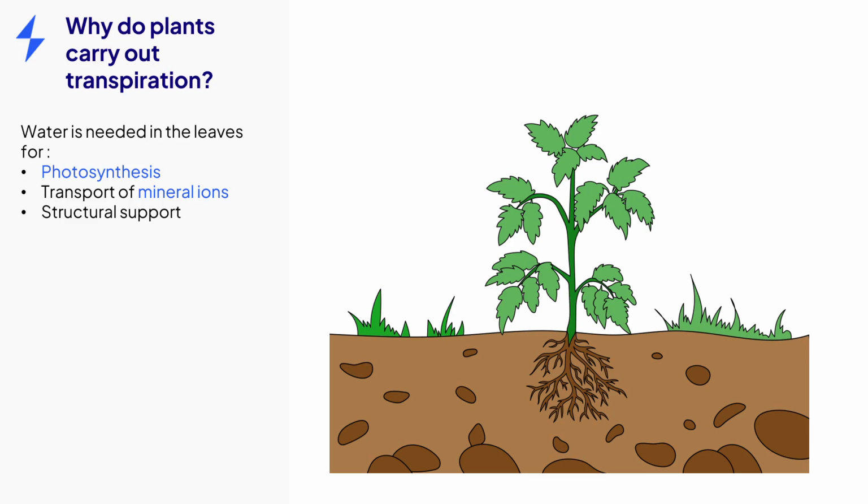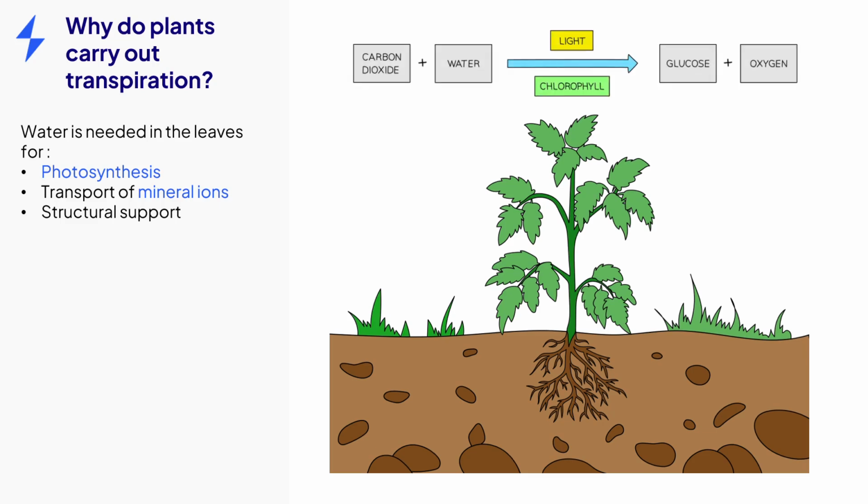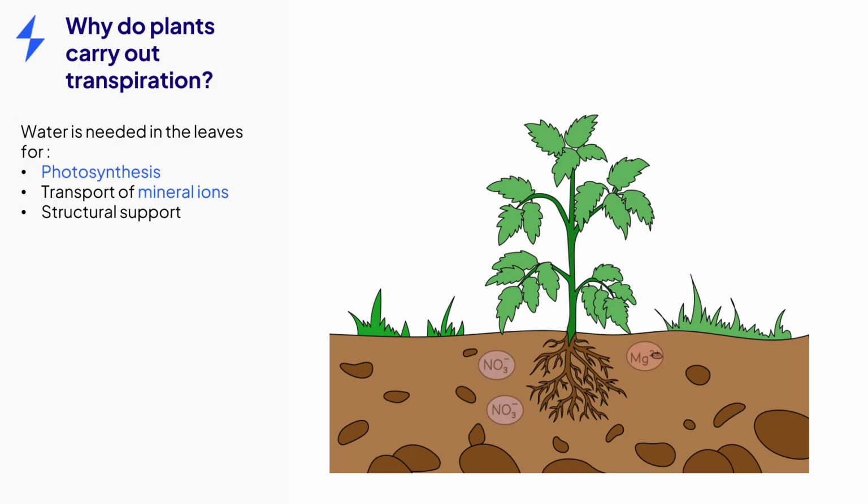First of all, remember that water is a reactant in the process of photosynthesis, reacting with carbon dioxide to produce glucose and oxygen. Secondly, plants need minerals such as nitrates and magnesium ions. These mineral ions are moved around the plant dissolved in water.